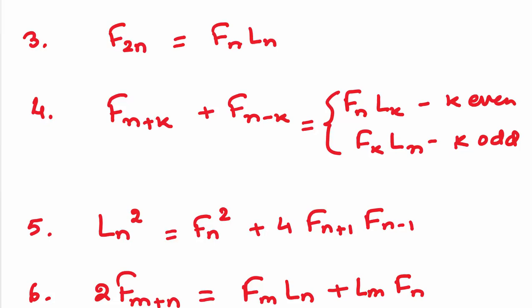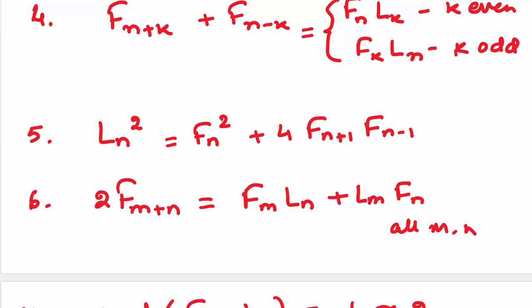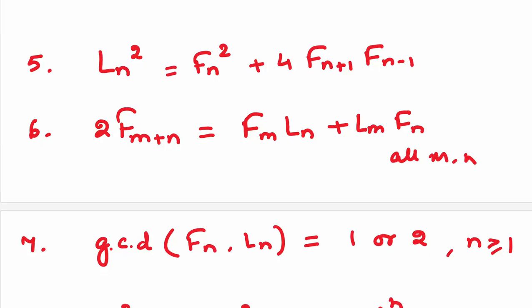Now let's look at this identity. F of n plus k plus F of n minus k. This will give us Fn into Lk when k is even and Fk into Ln when k is odd. That is the suffix change. So you can try by taking different values of n and k. This will hold. Relation between the two, Ln square is equal to Fn square plus 4 times F of n plus 1 into F of n minus 1, and 2 times F of m plus n is equal to Fm into Ln plus Lm into Fn for all m and n.